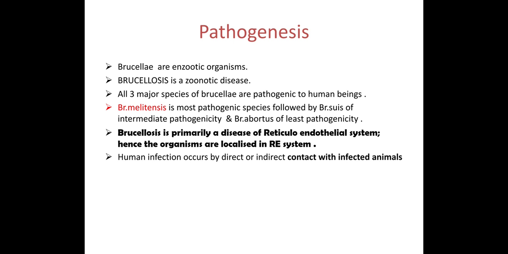The 3 major species which can cause human infections are Brucella melitensis, being the most virulent, followed by Brucella suis and Brucella abortus, being the least pathogenic to humans. Brucellosis is primarily a disease of the reticuloendothelial system, and we get infected when we come in direct or indirect contact with infected animals, since it is a zoonotic disease.